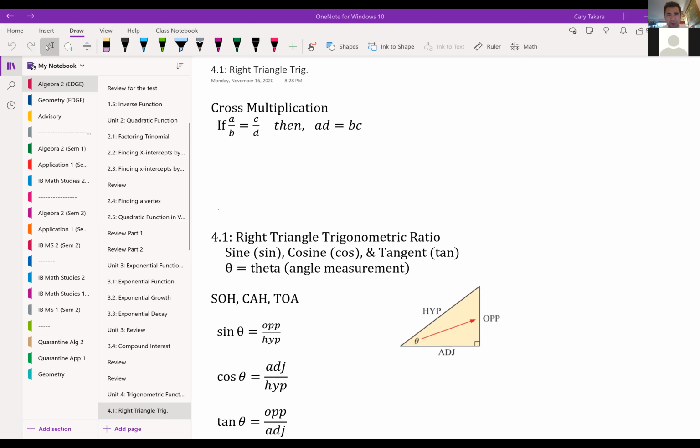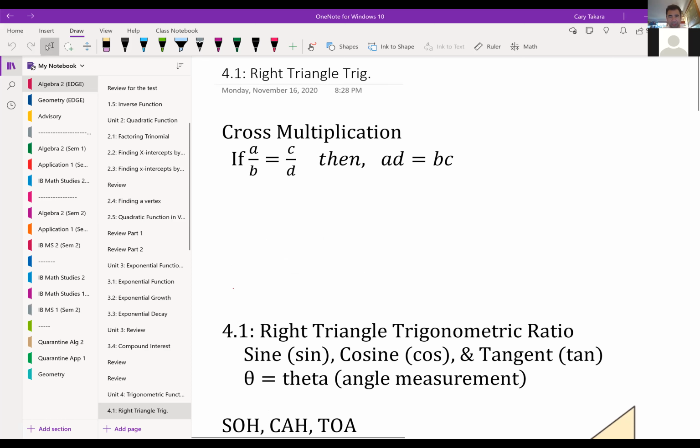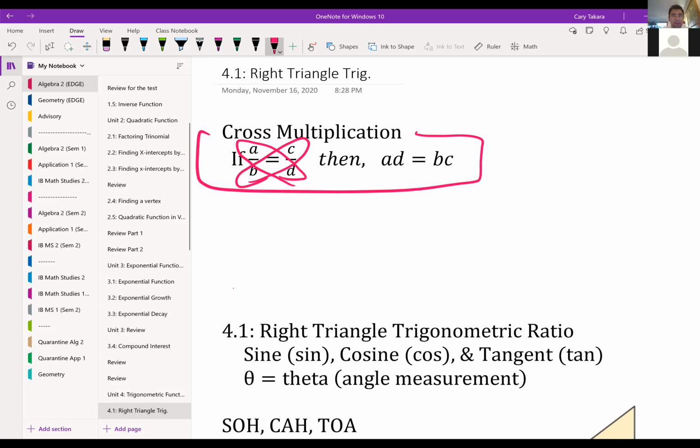The first thing that I want to talk about is cross multiplication. Probably you've heard it before, right? Have you heard of cross multiplication? Now, this is cross multiplication. If you have A over B equals C over D, in other words, two fractions equal to each other, then you can cross multiply A and D, B and C, and they are equal to each other. A times D is equal to B times C.